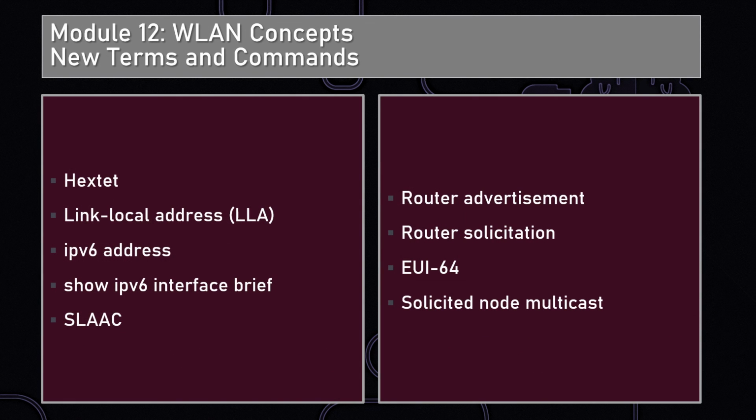So here are some new concepts and commands we've learned. Hextet, of course, that refers to a block of 16 bits that represents 4 hexadecimal values that make up 1/8 of an IPv6 address. Link local versus the GUA. ipv6 address, show ipv6 interface brief, SLAAC, router advertisement, router solicitation, EUI-64, and solicited node multicast.